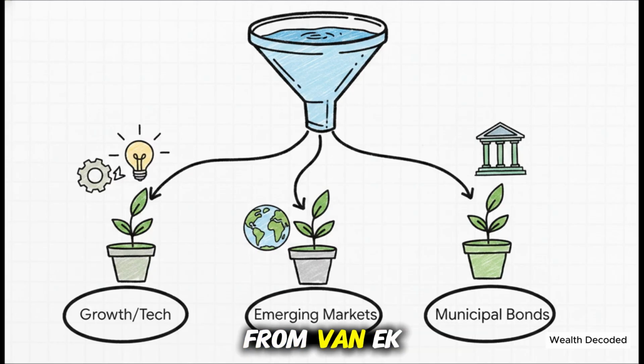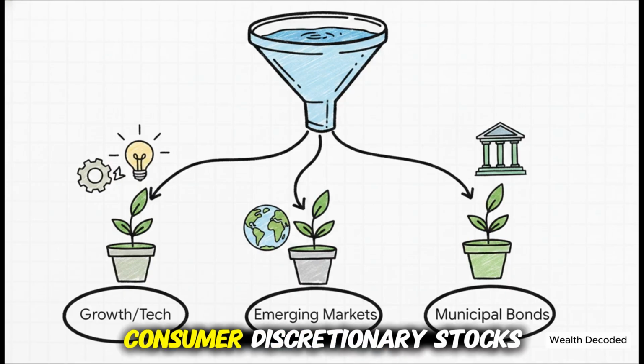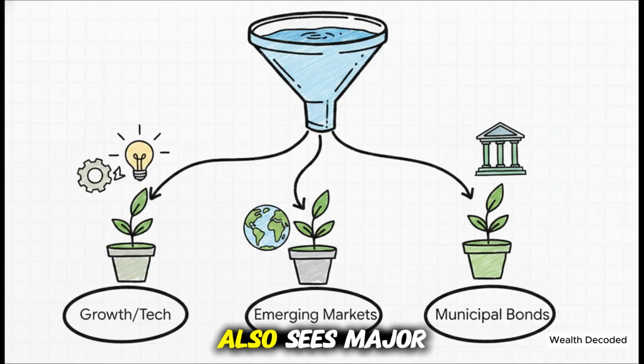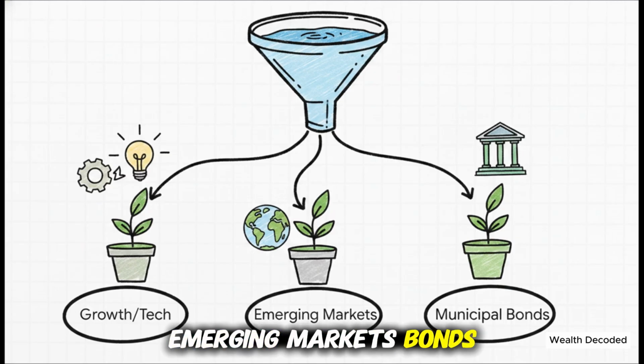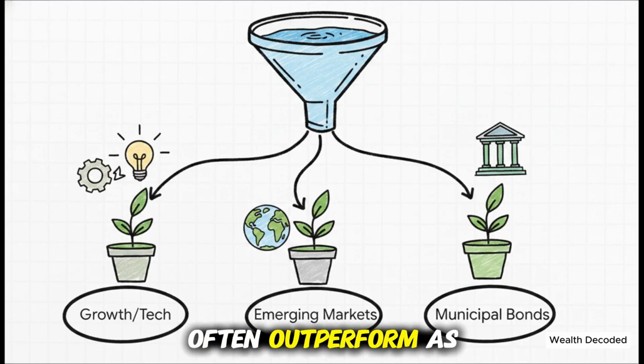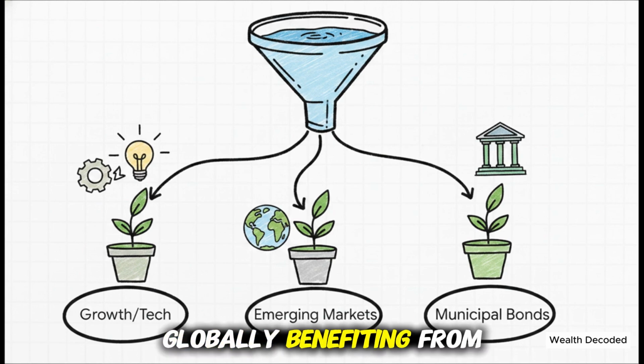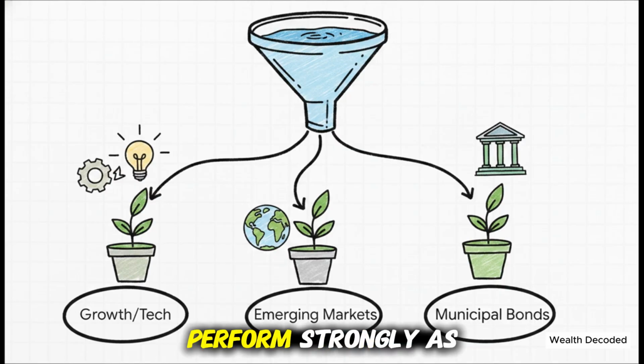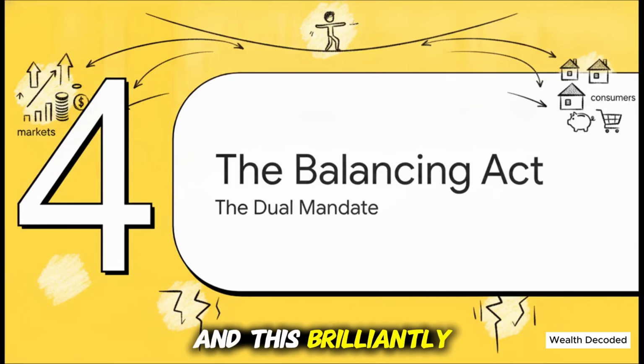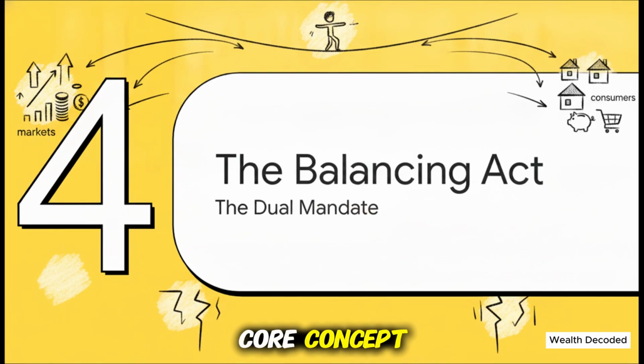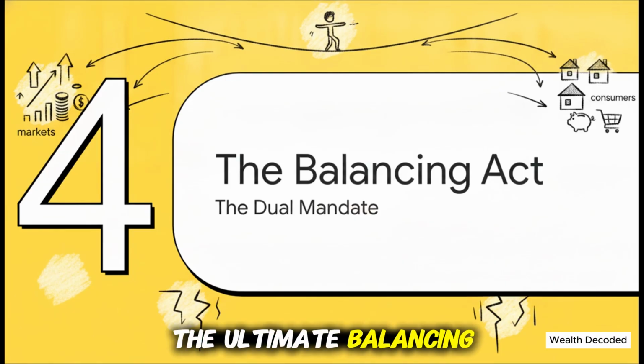According to analysis from Van Eck, there are specific asset classes that typically benefit when the accelerator is pressed. We often see renewed inflows into cyclically sensitive areas, like growth and technology stocks, as well as consumer discretionary stocks. But fixed income also sees major shifts. Emerging markets bonds, represented by funds like EMBX, often outperform as investors search for higher yields globally, benefiting from a weaker US dollar. Similarly, municipal bonds, like MLN, can perform strongly as yields decline and the demand for income really starts to grow.